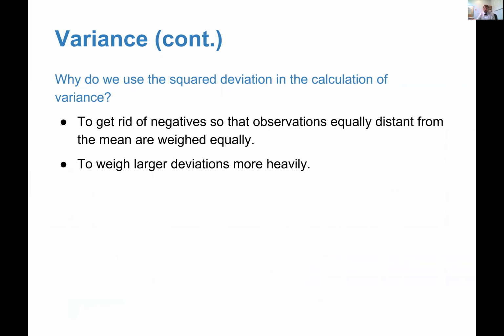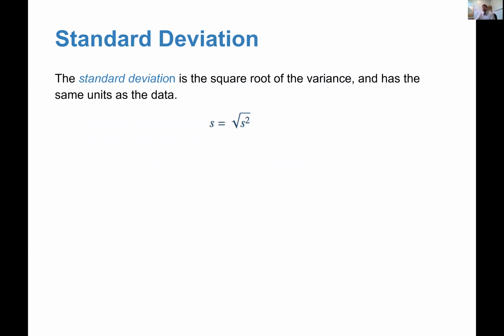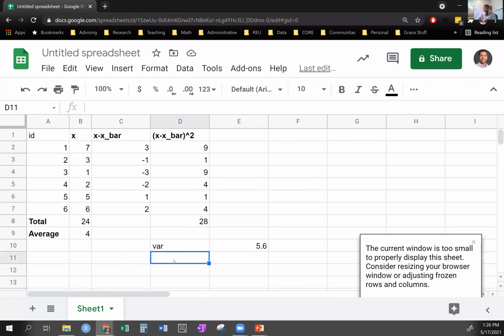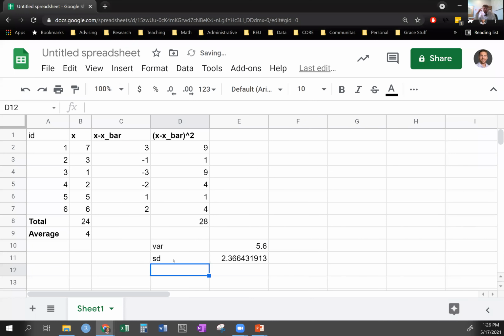And then why do we use the squared calculation? So to get rid of negatives. If I didn't square them, then adding up all the differences would just add up to 0. And I want to weigh larger deviations more heavily. So the standard deviation is then taking the square root of the variance. So if I do standard deviation, that's equal to the square root of this one. So the standard deviation of my example is 2.366, taking the square root of 5.6.